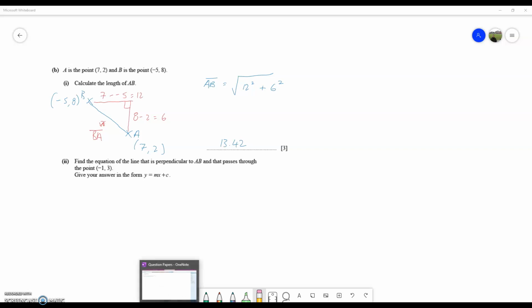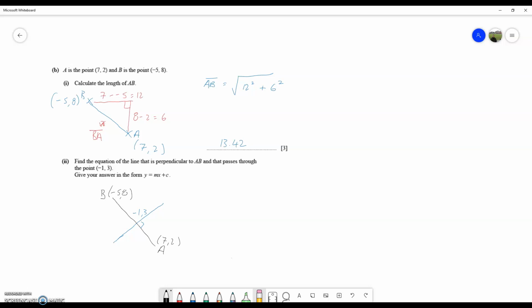So again, it's always a good idea to sketch our diagram again. We know that AB is here. So we know that a perpendicular line would go through there at 90 degrees. And then we can use our coordinates. We know that has to be -1, 3. We know that this here has to be -5, 8. And we know that this one here is 7, 2.